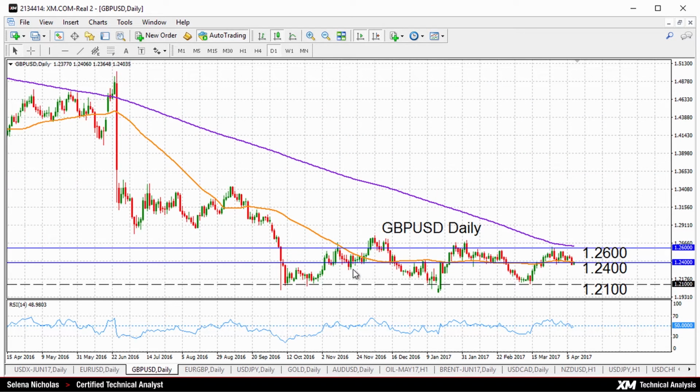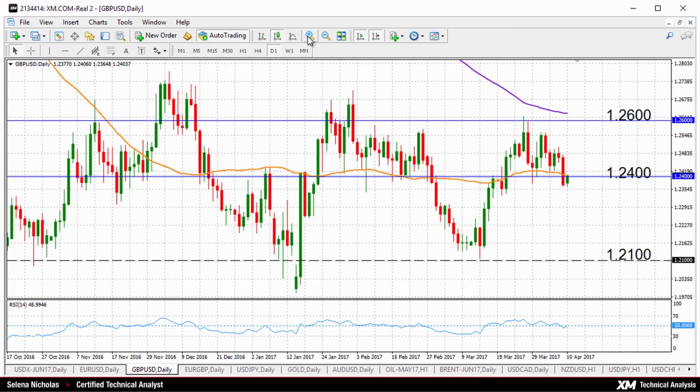So now let's take a look at the pound versus US dollar. As you can see, the pound dollar pair is very neutral. It's just been pivoting around the 50-day moving average, so that's been around 1.2400, and the range is basically between 1.21 and 1.26. So a very neutral outlook for pound dollar, both in the medium term as well as in the short term. So not really going anywhere.